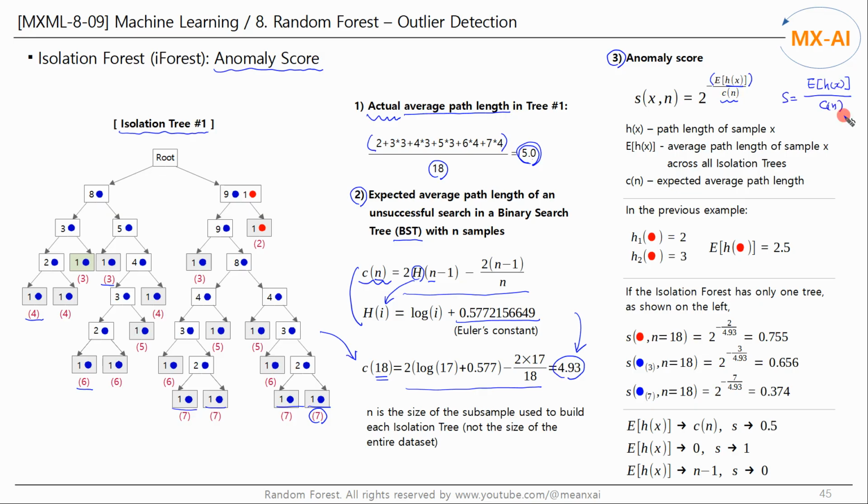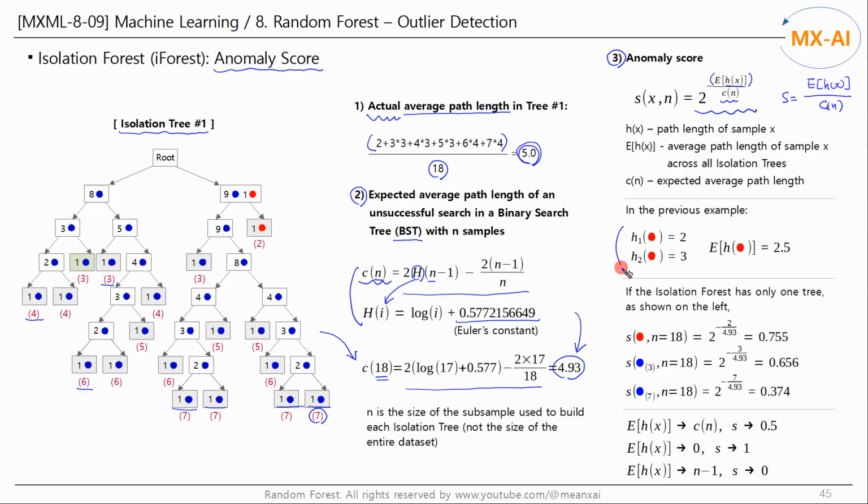We could simply normalize the average path length by dividing E(h(x)) by C(n) and use the normalized value to detect outliers. However, the authors chose to express the anomaly score as an exponential function with base 2. This allows the score to range from 0 to 1.